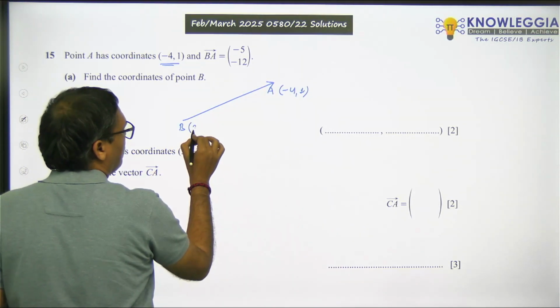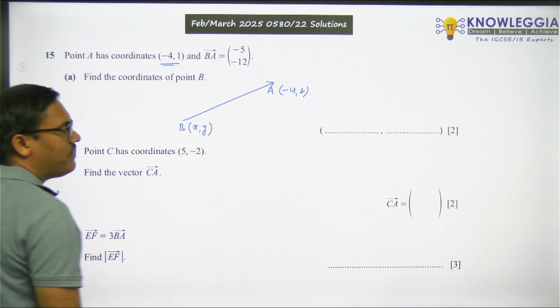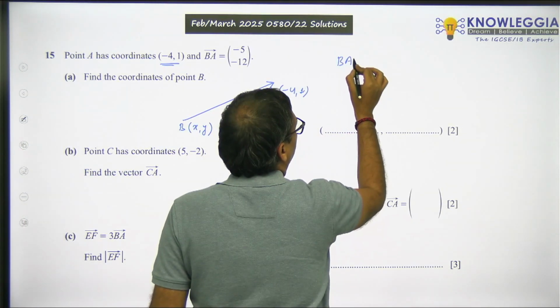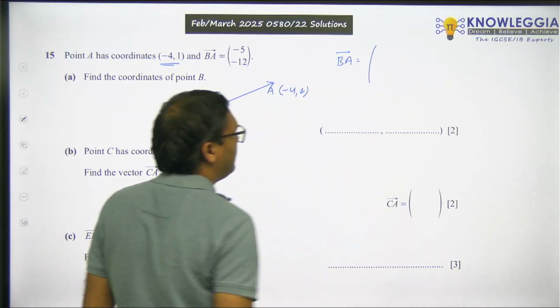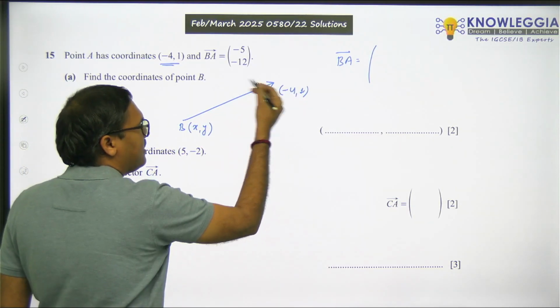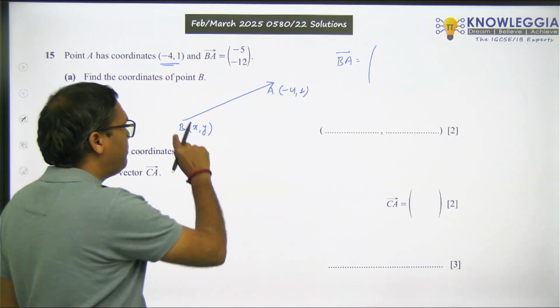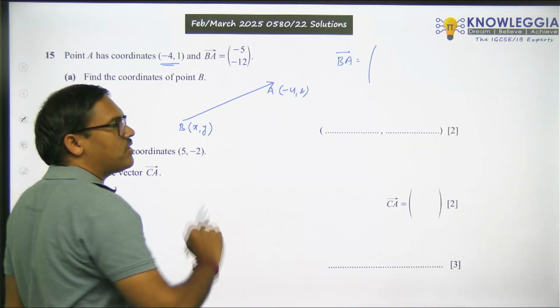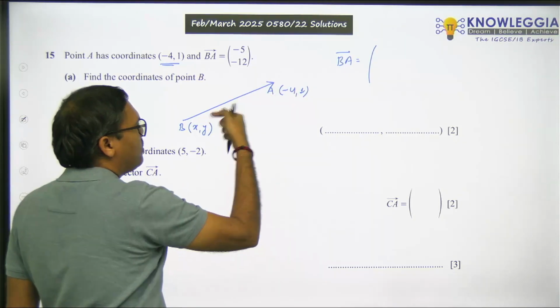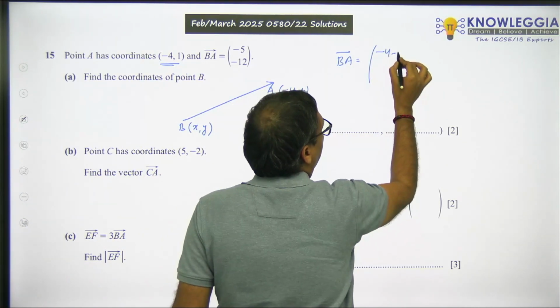So I can say, let's say the coordinate of B is x comma y. So what is the BA vector? The BA vector is equal to, now when we have the coordinates, how to write the vector? Just subtract final minus initial. How to write the BA vector? This is final coordinate minus initial coordinate. So this is the final, that is the x coordinate. What is the difference? Minus 4 minus x, subtract.